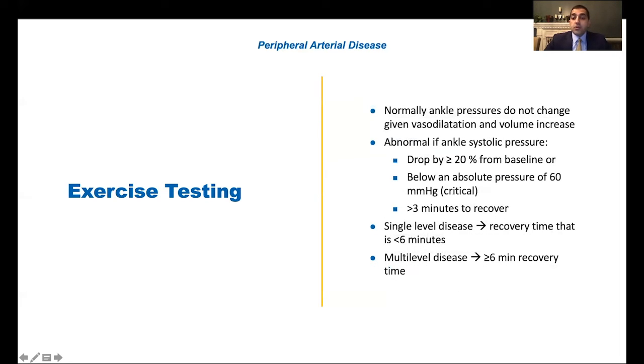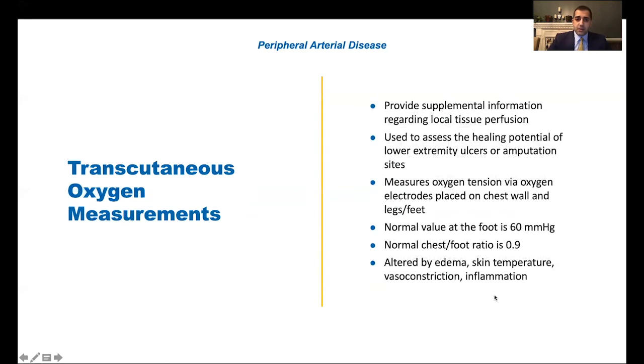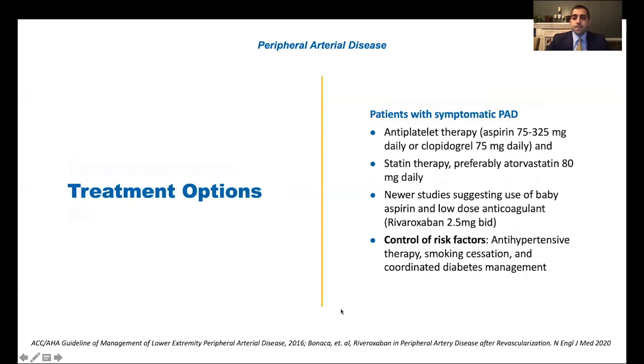Normally, drops greater than 20% from baseline are indicative of significant disease. And also recovery time, and that, as mentioned, becomes important. So the longer it takes to recover, the worse the level of disease is suspected. A brief word on a test called transcutaneous oxygen measurements. These can be used sometimes basically to check healing potential in the feet.